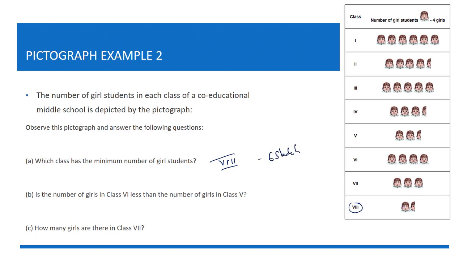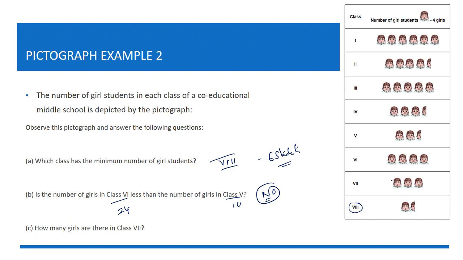Correct? 6 students. Now, is the number of girls in class 6 less than the number of girls in class 5? That is what we need to find. Number of girls in class 6 is 1, 2, 3, 4, that is 24. And number of girls in class 5, 4 plus 4 is 8, 8 plus 2 is 10. Is the number of girls in class 6 less than the number of girls in class 5? No is the answer.